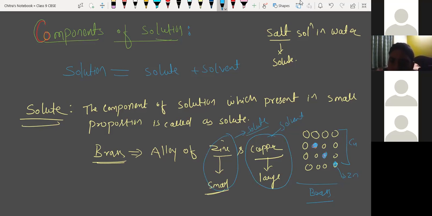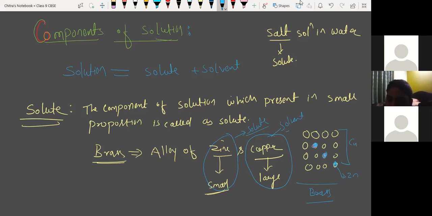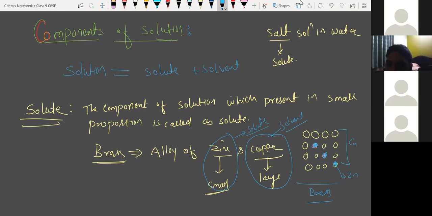So you have to remember: whatever is present in large proportion is going to be the solvent, and the component whose proportion is less is going to be the solute. Like if we take copper and zinc in it, zinc has a small proportion, that's why it is the solute. It occupies some molecules of copper and makes some of them into zinc.